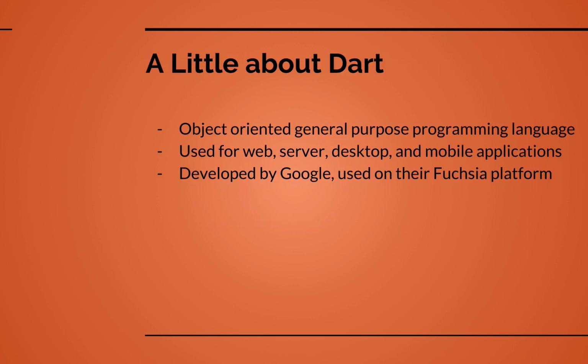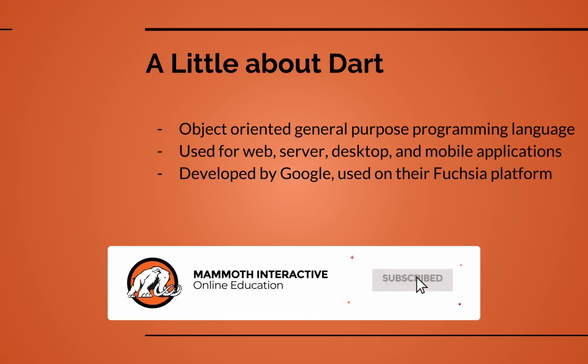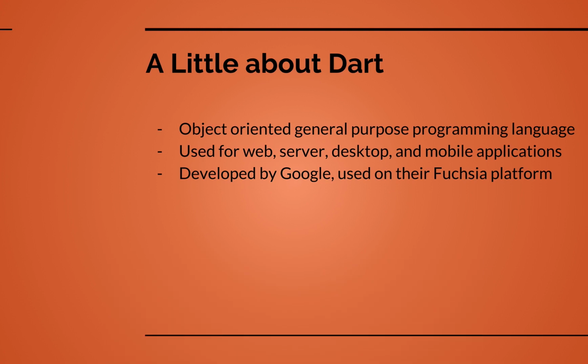Now, just a little about Dart before we get started. Dart is an object-oriented, general-purpose programming language. So if you're used to object-oriented languages such as Swift or Java, then transitioning to Dart will be a breeze for you guys. Dart is used for web, server, desktop, and mobile applications, so it has a wide variety of applications. The Dart language itself was developed by Google. I think it was released in about 2011 and is the primary language used on their Fuchsia platform. I don't think the Fuchsia platform has been released yet. Depends a little on when you're watching these tutorials.